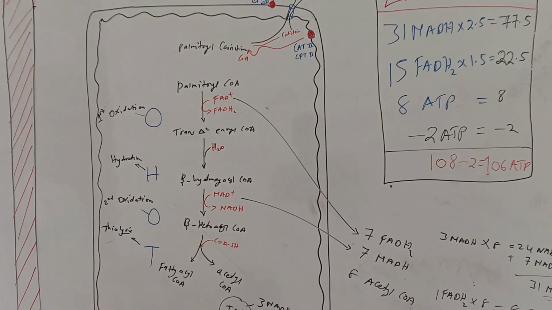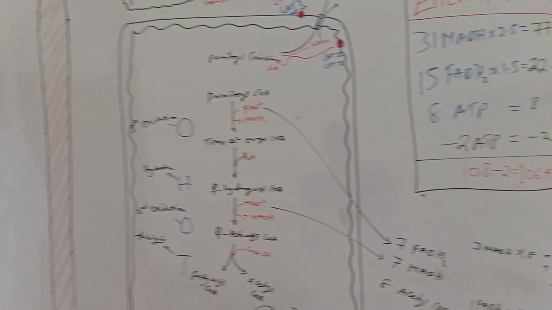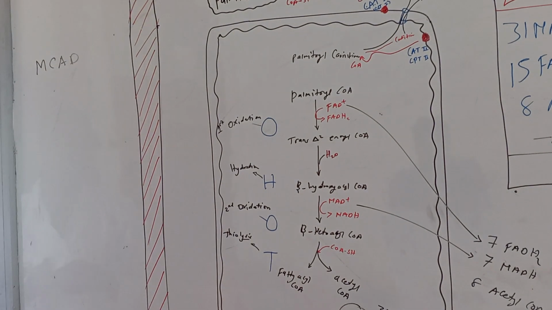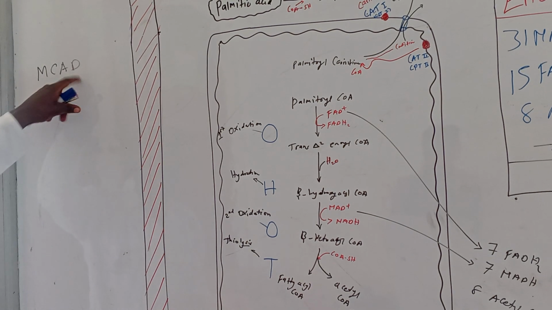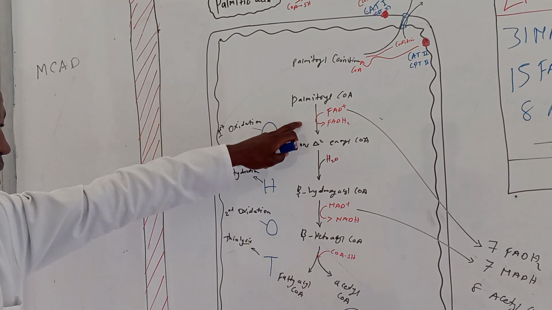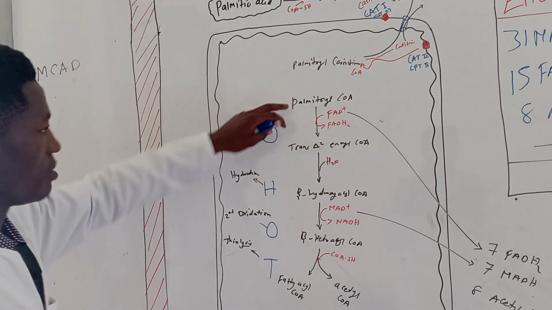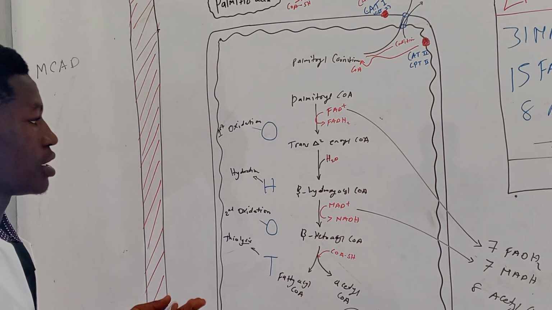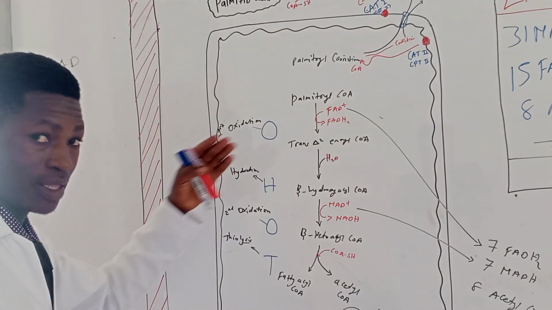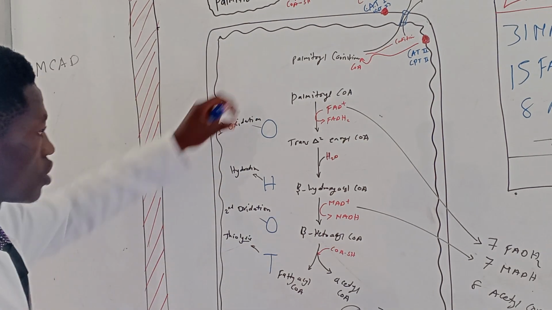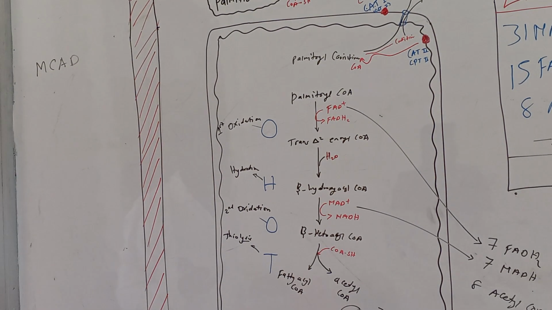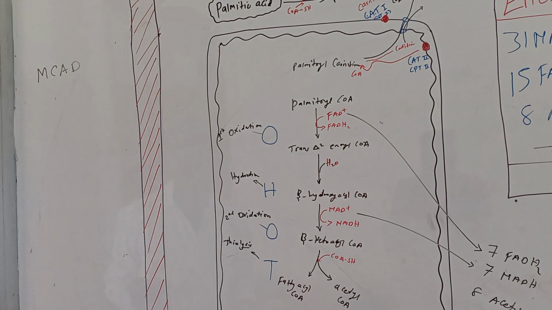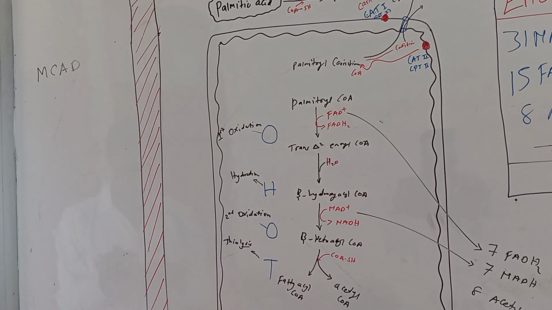MCAD. This simply means medium chain acyl-CoA dehydrogenase deficiency. So when there's a deficiency of this enzyme, you cannot break down palmitoyl-CoA into trans-delta-2-enoyl-CoA so that beta oxidation can proceed. So there is going to be accumulation of the fatty acid CoA in the mitochondria. Then, significantly, you can see the effect in the liver.